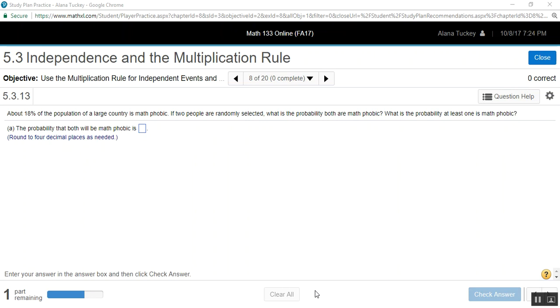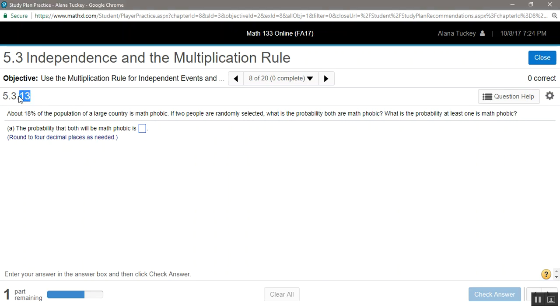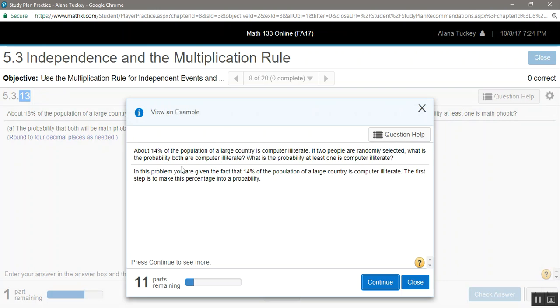Hello, Math 133 students. I've been asked to help with this question, which is 5.3, number 13 in the study plan or the textbook if you open it up. And of course, where it is in your homework varies depending on the assignment. So I'm going to click over here to question help, and I'm going to click on view an example.